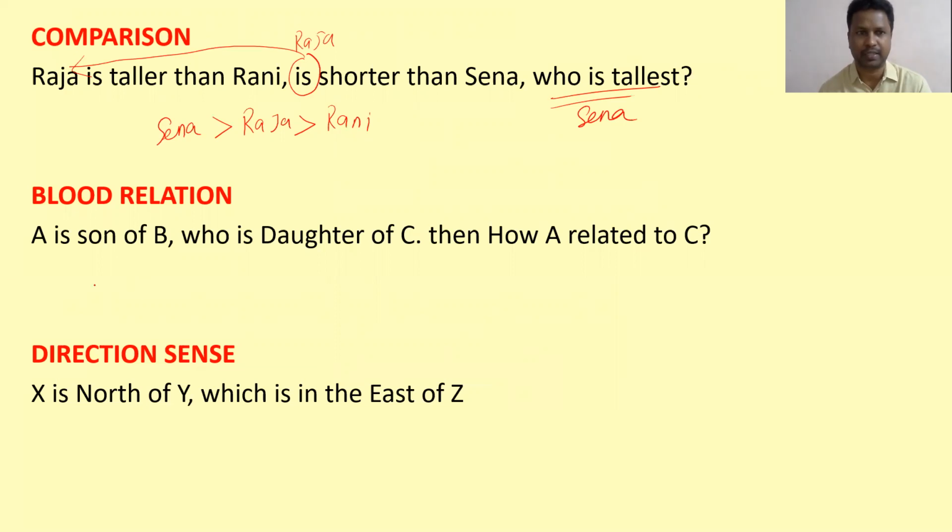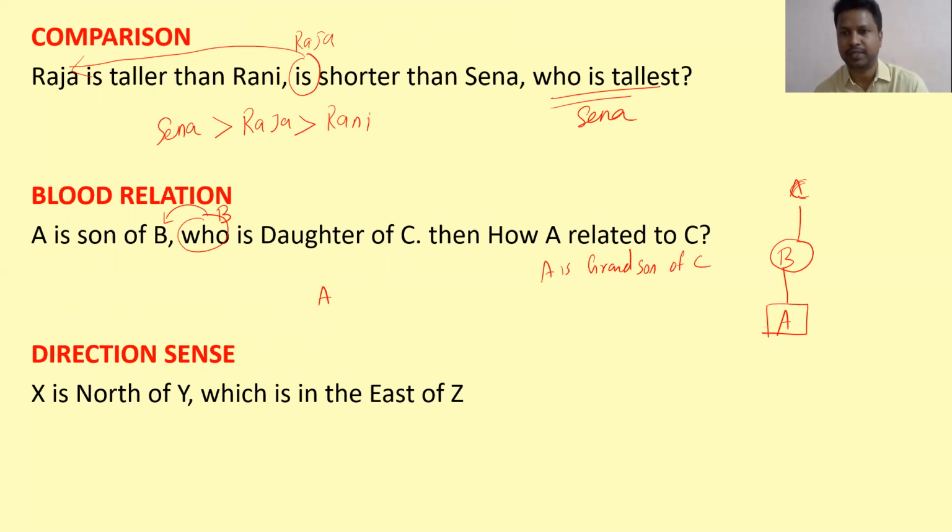Even in blood relations, see this: A is son of B. I can write it like this. A is son, so square means it's a male. We can deal with that later. A is son of B, who is daughter of C. Who represents what? I said who means the nearest element, so here I replace it with B. B is daughter of C. How is A related to C? A is grandson of C, correct? So C's daughter is B, and C's grandson is A.